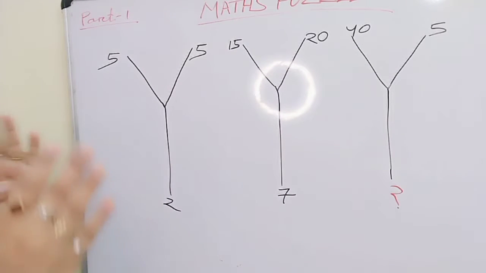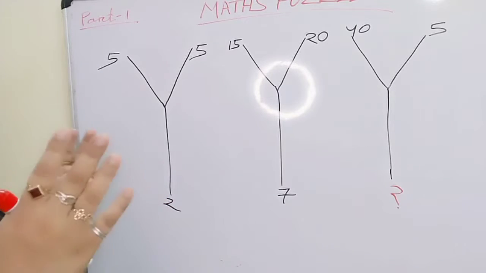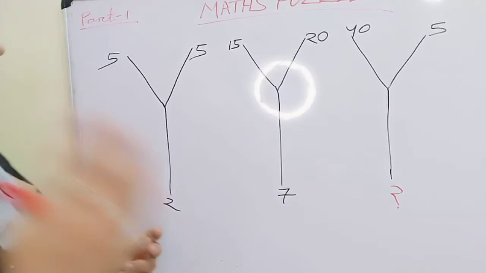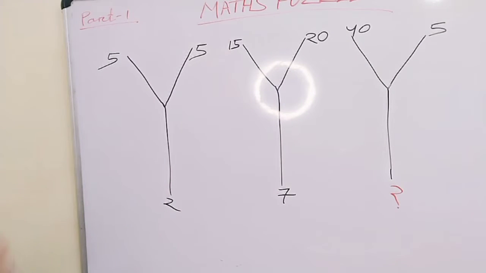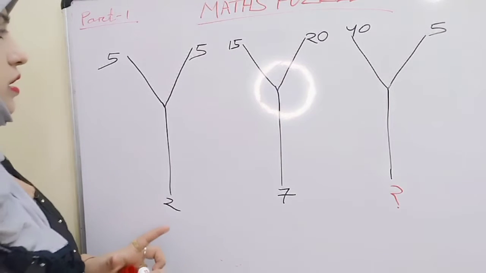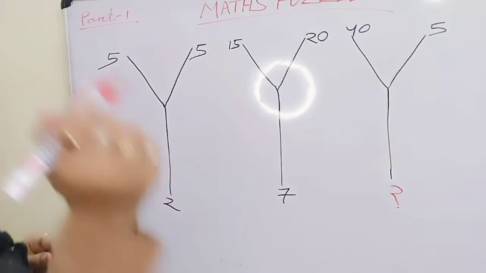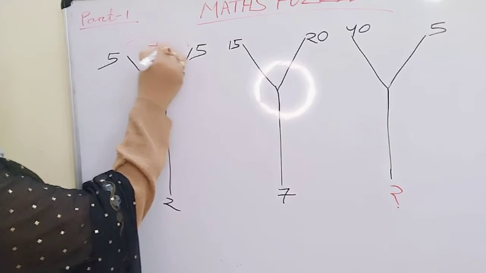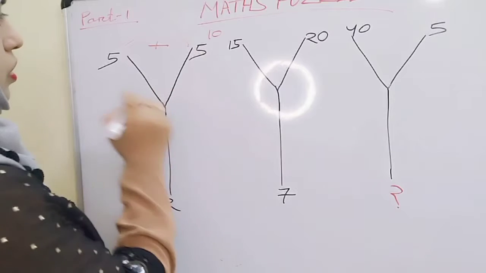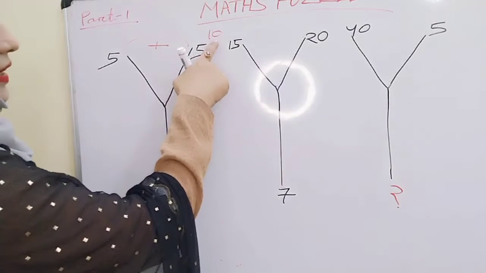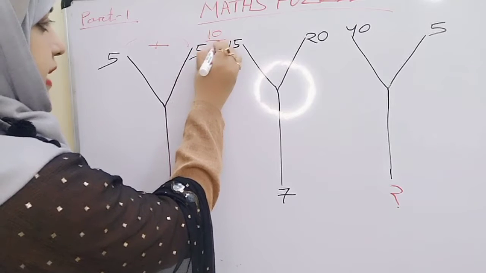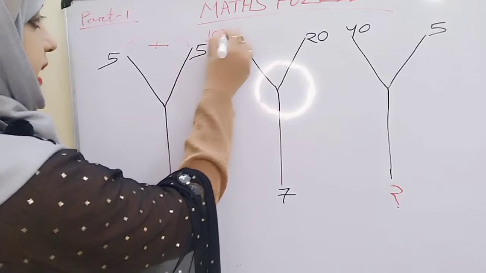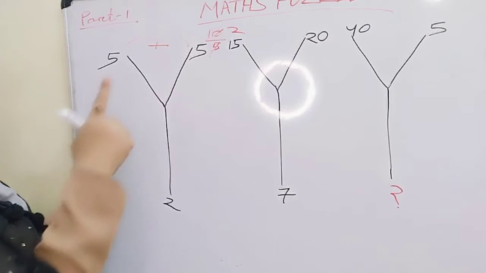Just you have to do division or subtraction. Okay, so let's check. If you divide 5 divided by 5, you are not able to get 2. Okay, so this trick is cancelled. Let's do another trick. If you just add this number, 5 plus 5, this is your 10. Okay, so how can you get 2 from the 10? When I divide 10 by 5, I can get 2. Okay, let's try this trick.